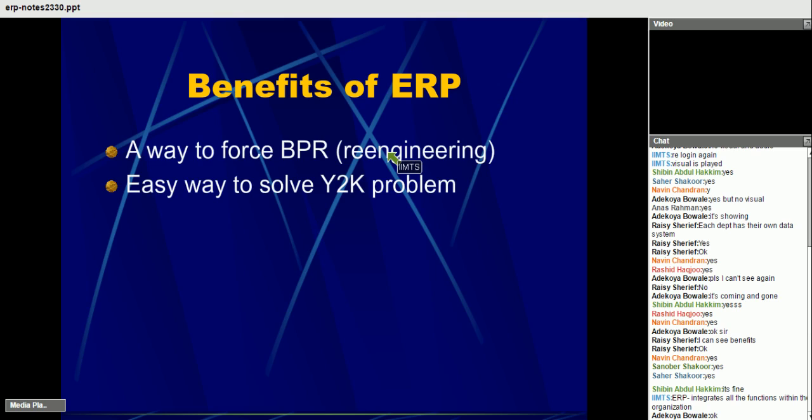What are the benefits? Again, benefits continued. A way to force BPR, re-engineering. BPR is business process re-engineering. Suppose you are making certain changes in the organization, you want to restructure your process, you want to recreate your process again. For that, there is a concept called business process re-engineering. With the help of ERP software, you will be able to re-engineer your process once again.